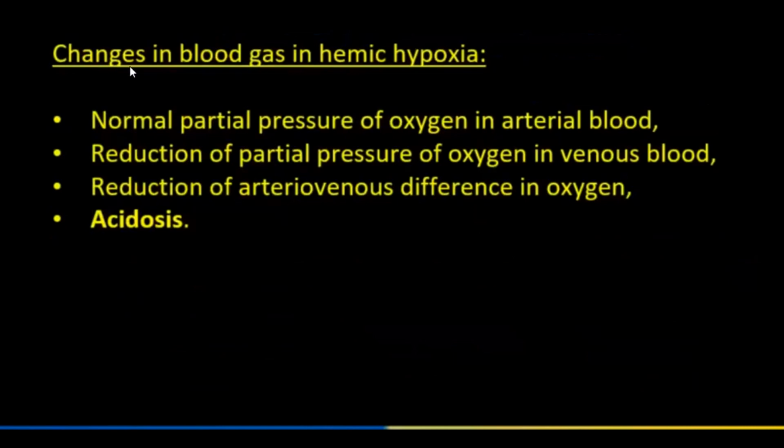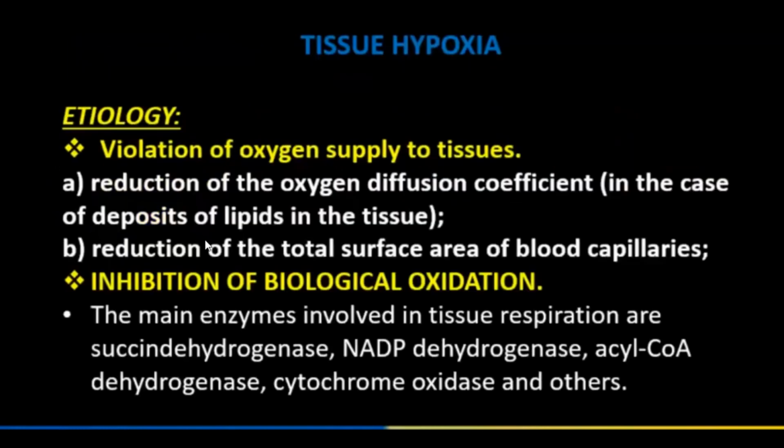Change in blood gas in hemic hypoxia: a normal partial pressure of oxygen in arterial blood, a reduction of partial pressure of oxygen in venous blood, a reduction of the arteriovenous difference in oxygen, and acidosis.